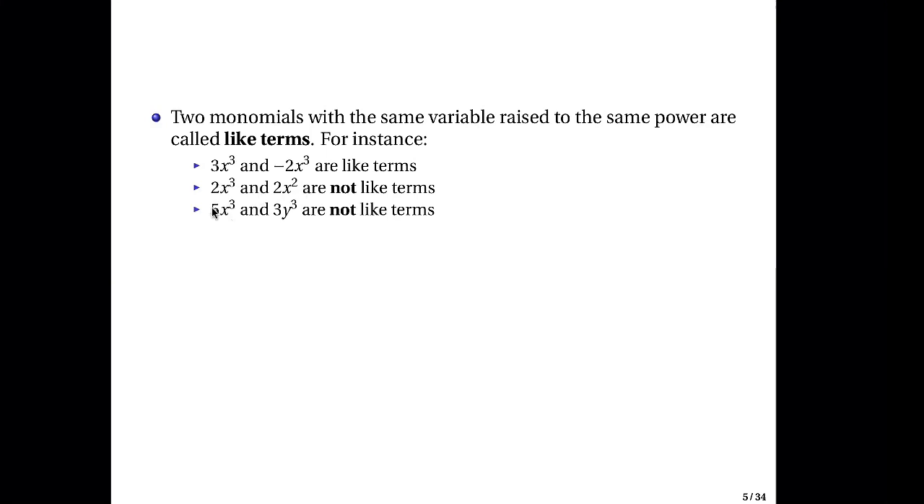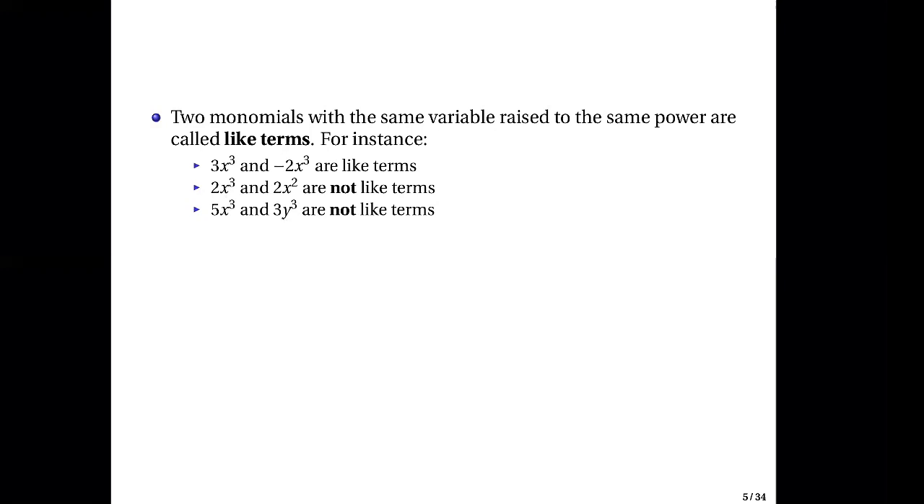Another example here, you have 5x cubed and 3y cubed. Again, these two are not like terms because we see different variables. One is with variable x, the other is with variable y. So even if they have the same exponent, they are both 3, they don't have the same variables. So they are not like terms.